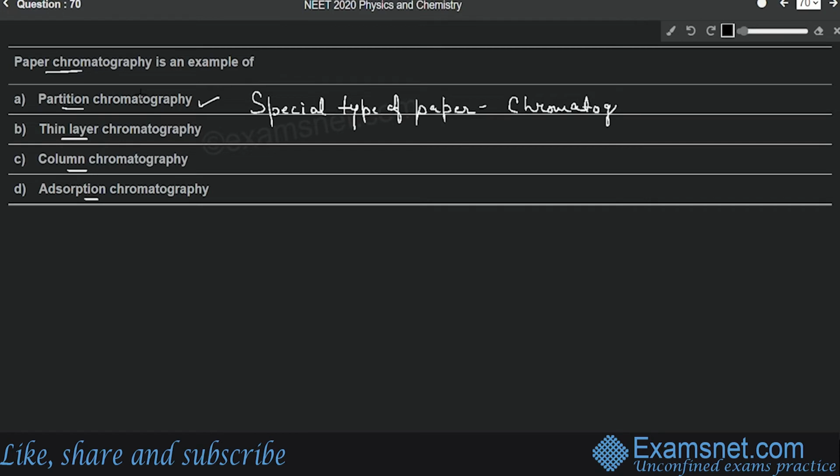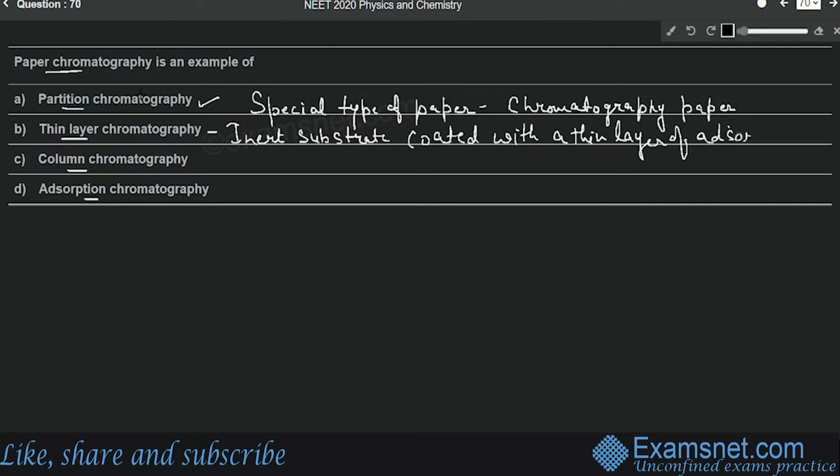Now what is used in case of thin layer chromatography? Here a sheet of an inert substrate such as glass, plastic or aluminium foil can be used. Okay, so inert substrate, and these substrates need to be coated with a thin layer of adsorbent material such as silica gel.